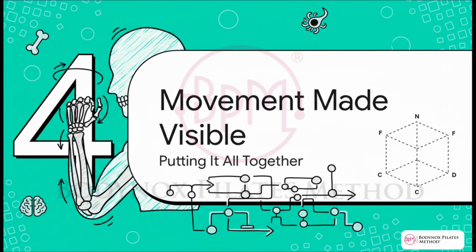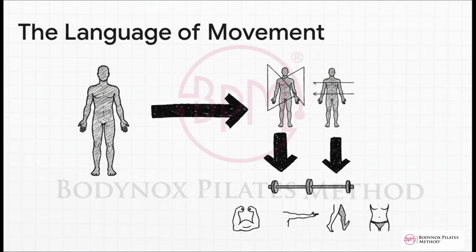Okay, we've learned the nouns, the grammar, and the verbs. Now it's time to write our very first sentence. Let's put this all together and make the invisible totally visible. So here's our whole system in action. We always start from that anatomical position, then we identify the plane, then the axis, and finally we name the action with its precise verb. It's really just a simple 4-step process to decode pretty much any movement you can think of.